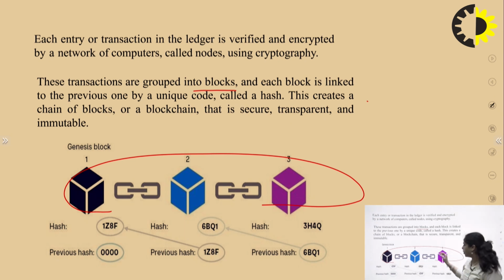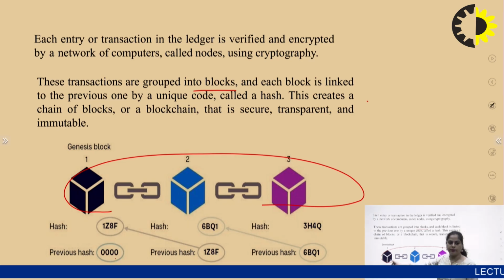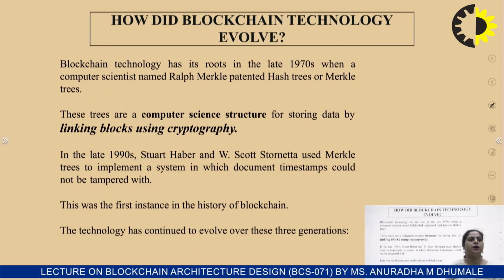See, these are the blocks forming the chain, and each has a hash value. This is the hash value of this particular block, and this is the hash value of the second block. The second block also has the previous block's hash value, that is 0000, which is the hash value of block 1. The previous hash value of block 1 is stored in block 2 also. So with the help of this previous hash value, we can form the chain, that is the blockchain.